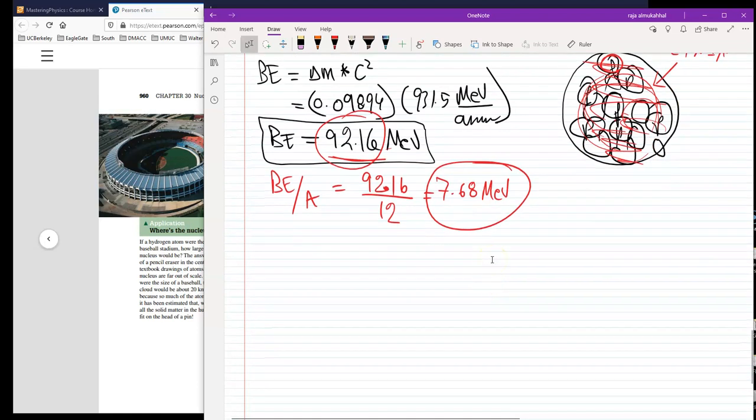Now, the nucleus with the highest binding energy in the entire periodic table is Fe, the iron atom. Nickel is as well, I think, right beside it. But anyway, I think I'm going to do an example on that in a minute. Okay. Oh, yeah, there it is right here. Let me just do it very quickly.